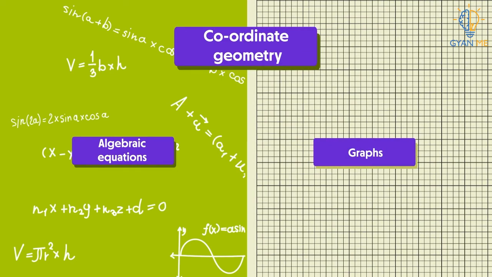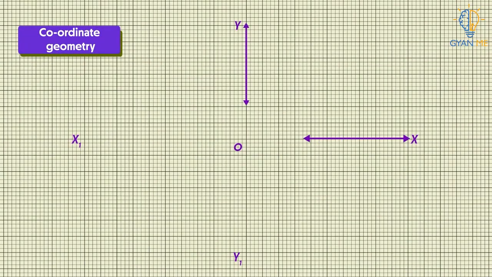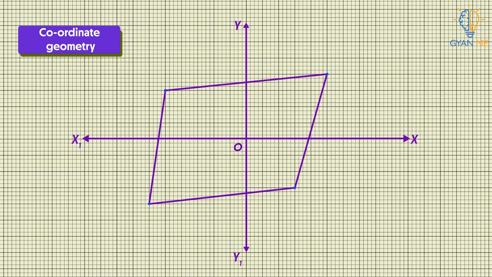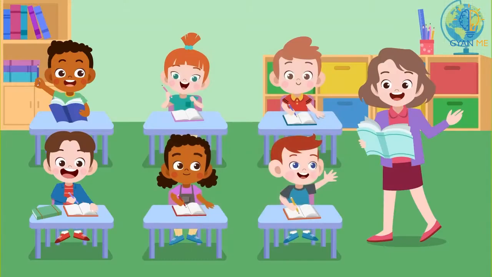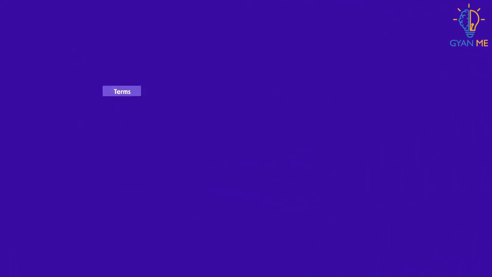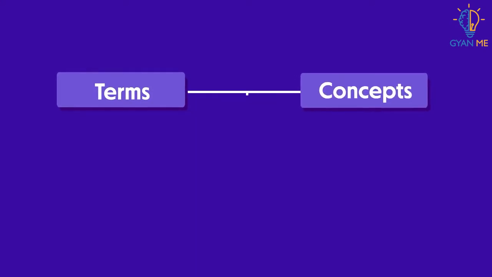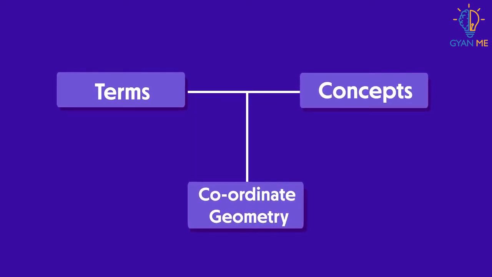In coordinate geometry, different shapes are described in terms of points on the plane. The location of these points is described using an ordered pair. You've already studied all the basic concepts related to coordinate geometry in your previous classes. So in this video, let's quickly refresh all the terms and concepts related to coordinate geometry.